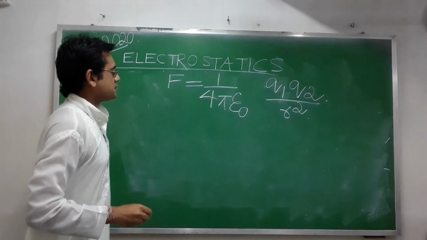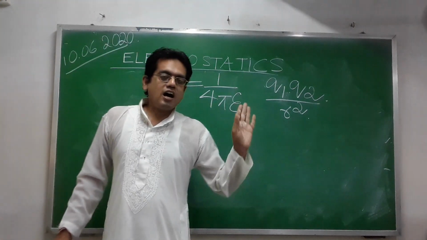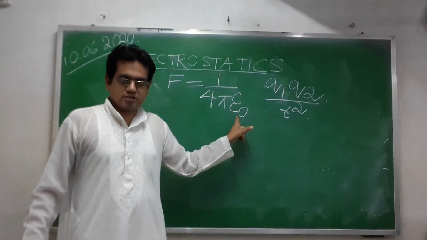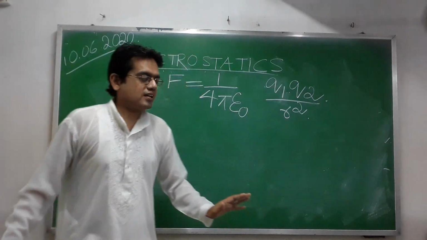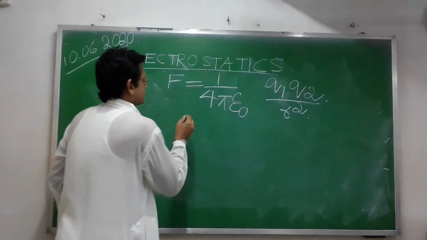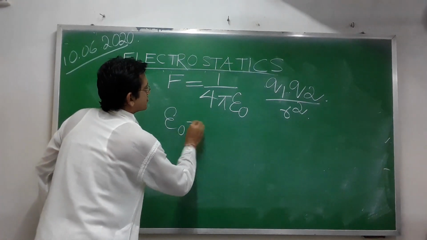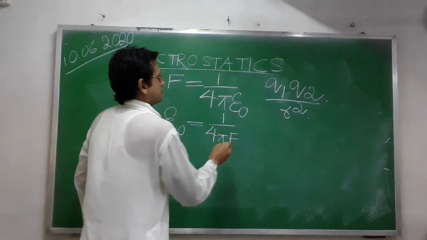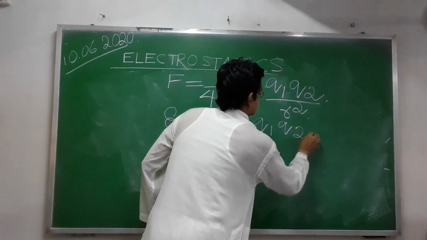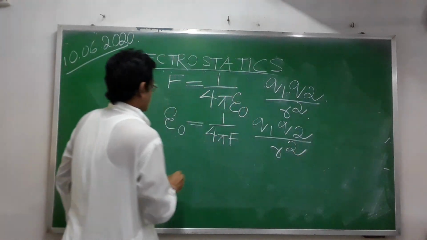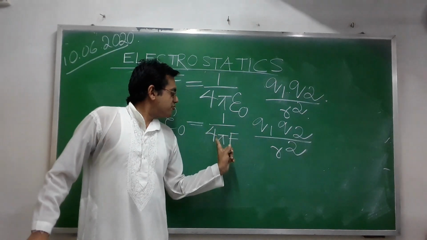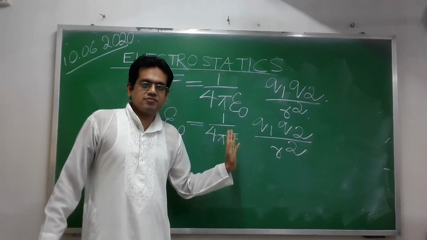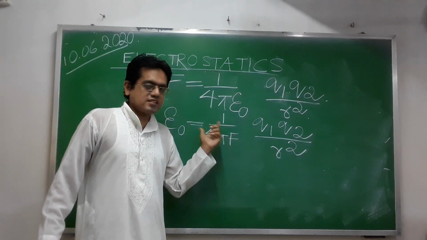Okay children, first I will show you how to determine the SI unit of epsilon naught. See, 1 by 4 pi is a constant. You know the value of pi is equal to 22 by 7, which is a constant. So 1 by 4 pi is a constant.